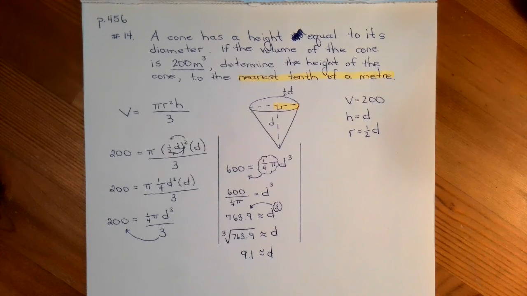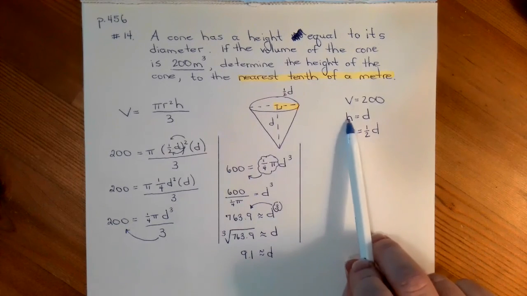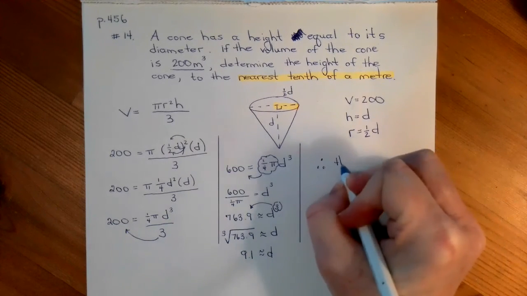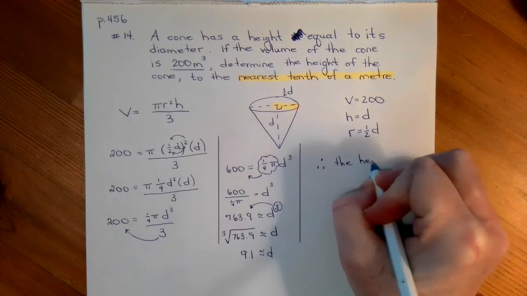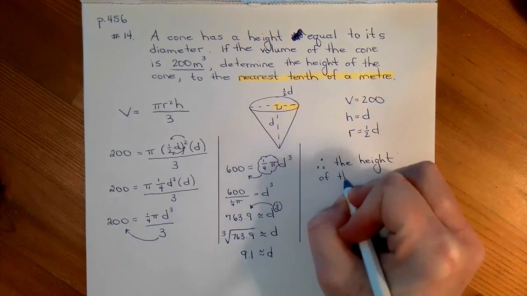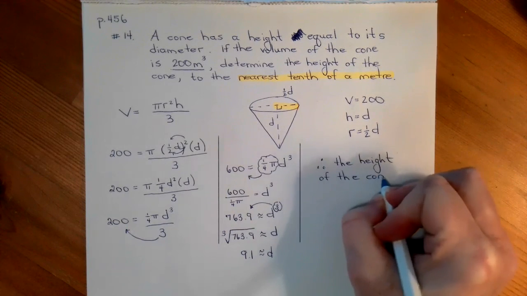So then to answer the question, it says determine the height of the cone. Well, the height is equal to the diameter. So therefore, the height of the cone is 9.1 meters.